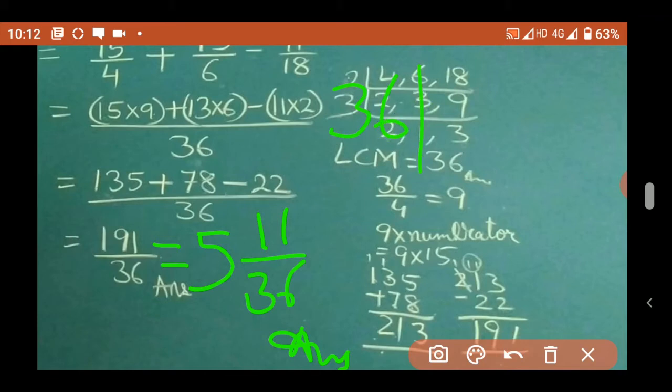36 divided into 191, we get 5 6s are 180. You subtract it, you get 11 over here. So 5 is the whole number over here. 11 is the remainder, that becomes the numerator, and 36 the divisor is the denominator, or you can say the denominator remains same. So I hope children you could understand this number. Let us try the next number.